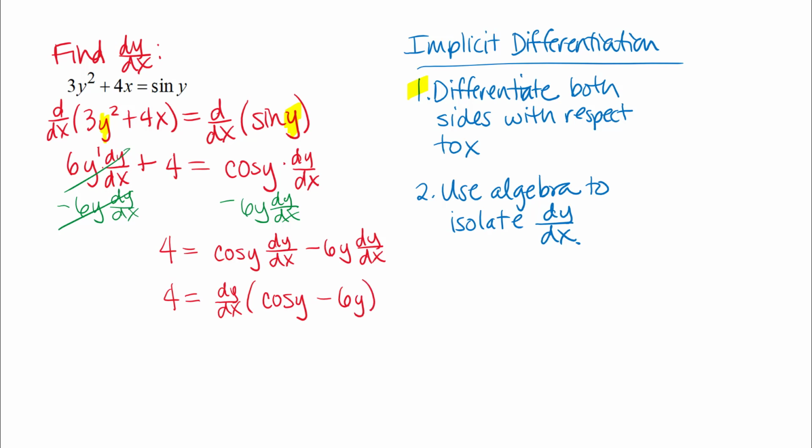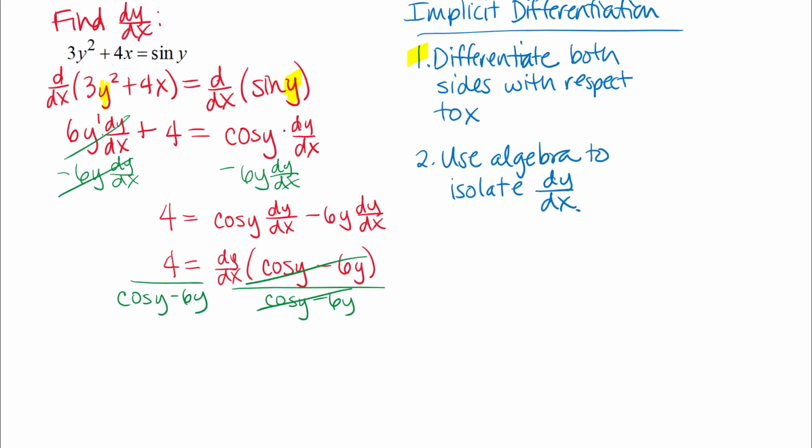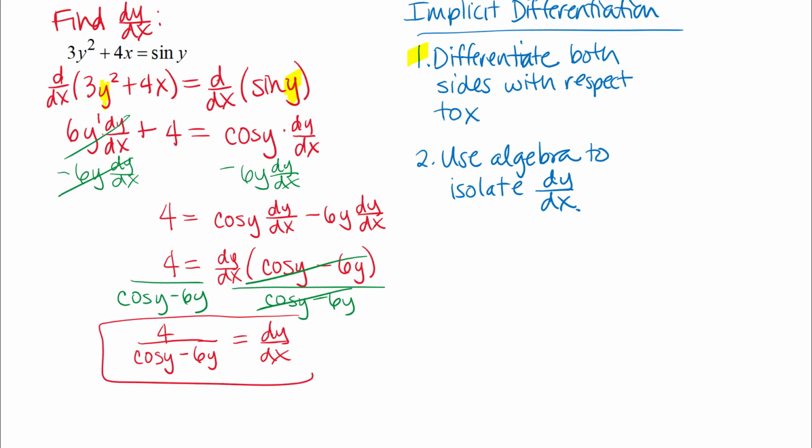And then the last main step is always the same. You're going to divide by that factor that's times the dy dx that you just factored out. And the goal there is to get the dy dx all by itself. So at this point I actually have the answer. I'm going to rewrite it just a little bit neater here. So I've got 4 over cosine y minus 6y equals dy dx. Okay, so there is my answer.